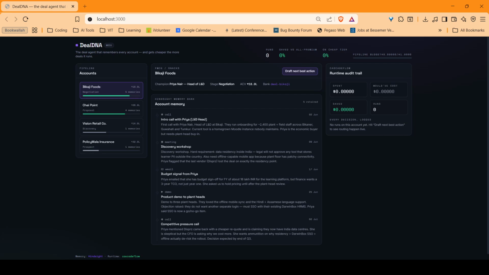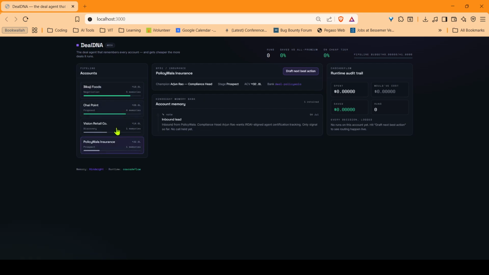Here's a cold account. There are multiple cold accounts that you can see on the left side. The agent barely knows anything about it. So let's say this Policywala Insurance. And watch what happens when I ask it for a next action to be taken. We already have an inbound lead for Policywala Insurance. We have a company compliance head, which is Arjun Rao. Now we'll ask for the next best action that can be taken.